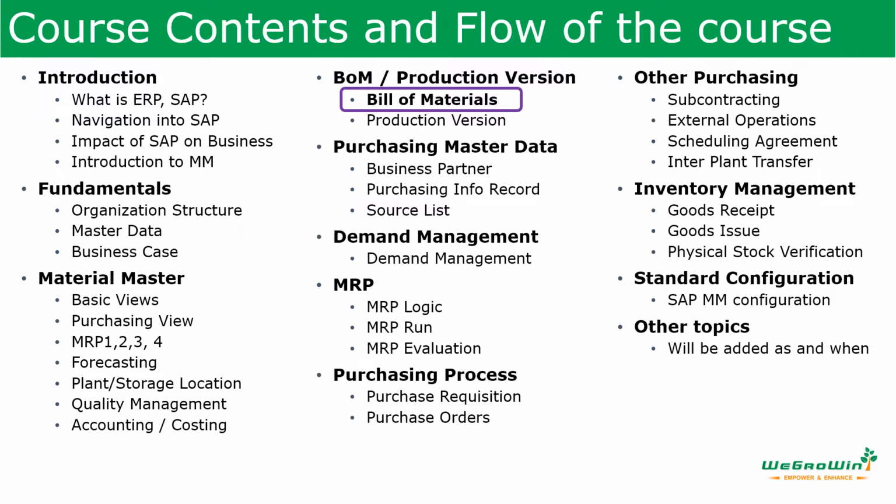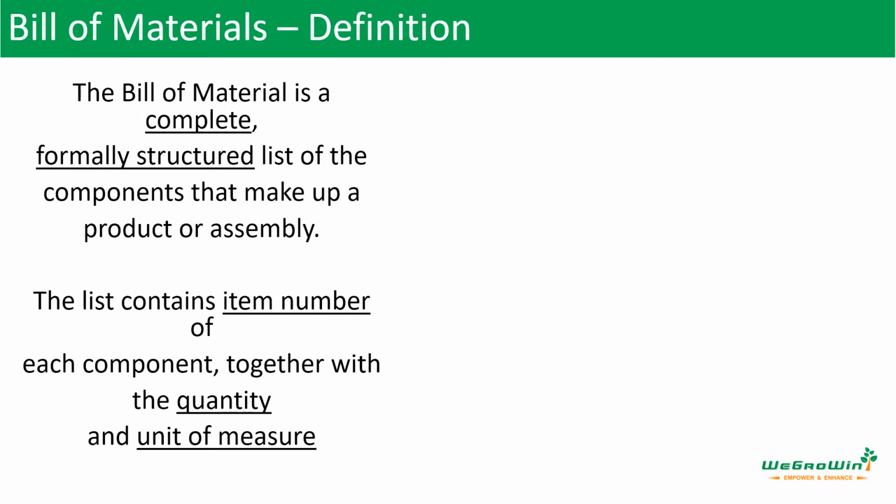So after completing a detailed discussion on various parameters in material master, now we are entering into bill of materials discussion. What is bill of material? Bill of material is a complete, formally structured, please note it is complete, formally structured list of components that make up a product or assembly.